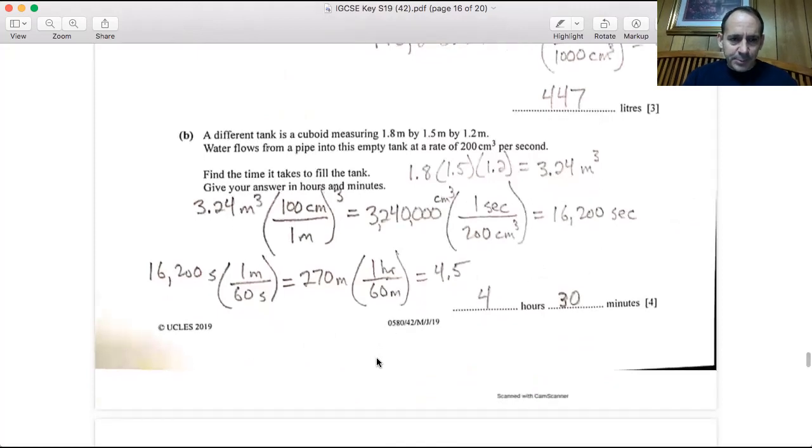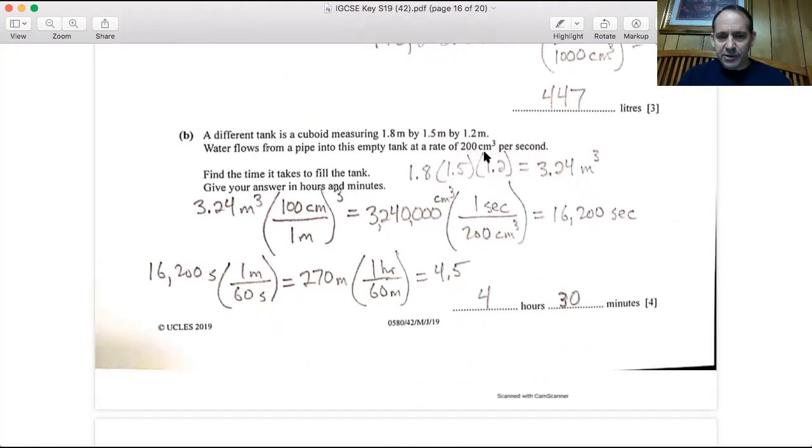Now we move on to part B. A different tank is cuboid, measuring 1.8 meters by 1.5 meters by 1.2 meters. Water flows from a pipe into this empty tank at a rate of 200 centimeters cubed per second. So first, let's find the volume of the cuboid. 1.8 times 1.5 times 1.2 is 3.24 meters cubed.